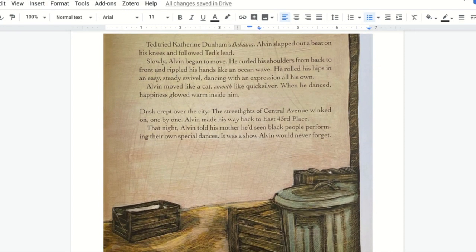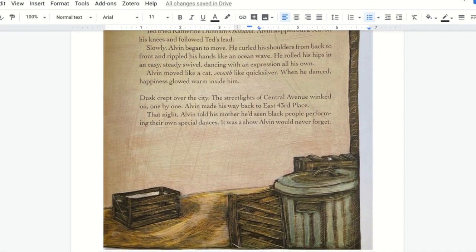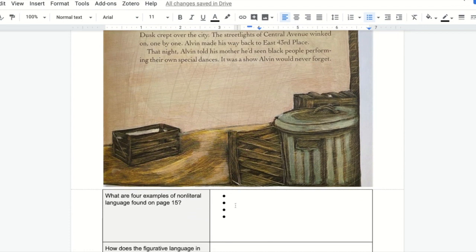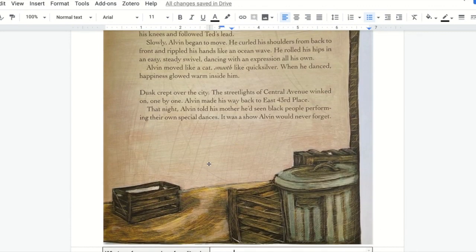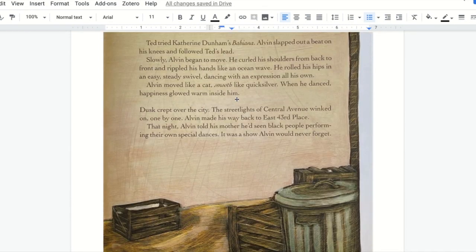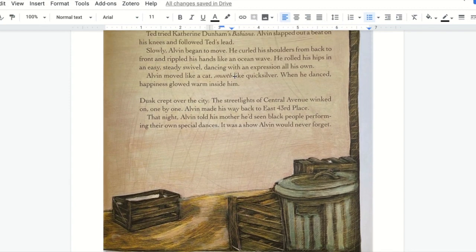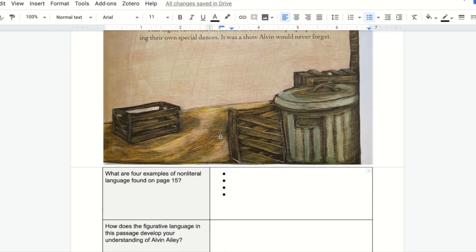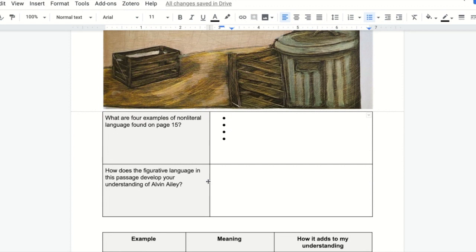And actually, this passage is also going to be a part of your question set today. But what I want you to write down first is four examples of non-literal language that is found on page 15, which is this page. So I want you to list four. I want you to look carefully. And I'm going to have a graphic available for you right here of what non-literal language is.